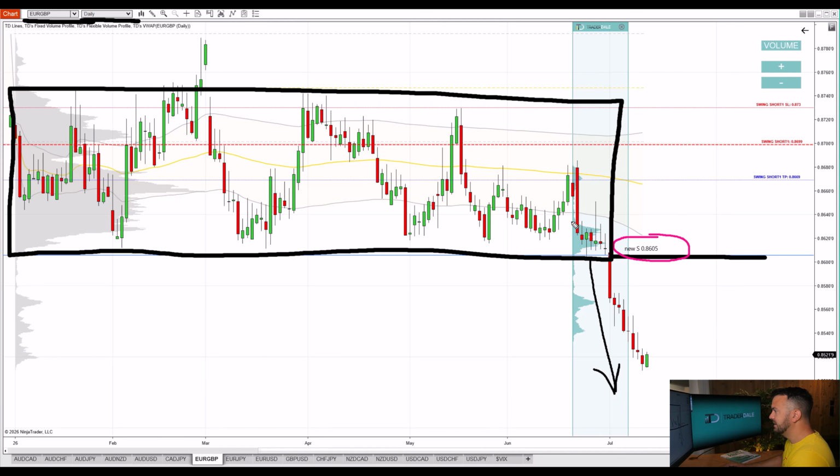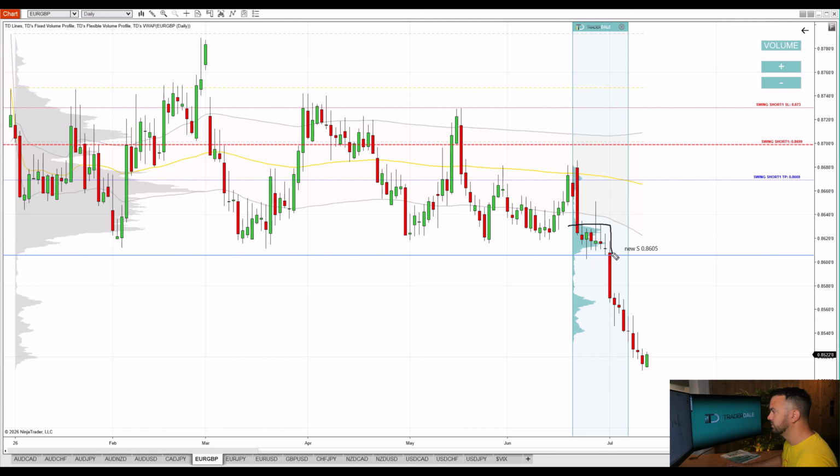you can see this volume cluster, right? And that's important, this volume cluster. And I want to trade this volume cluster, and I want to trade from the beginning of it, which is here, 8605. And when the price makes a pullback to it, it's going to be short from there.